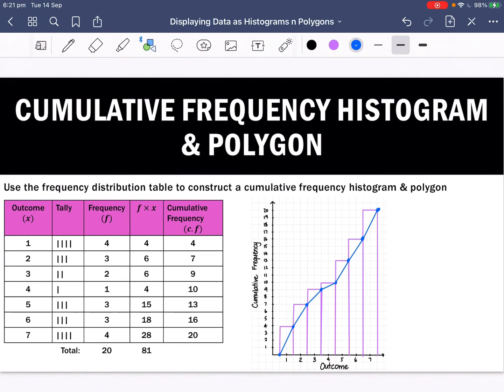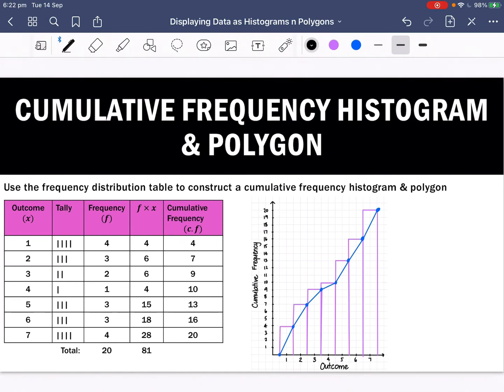So for our cumulative frequency histogram and polygon, we're graphing the cumulative frequency results in columns of increasing height, the last column representing the total frequency. The polygon is formed by joining the corners of adjoining columns as shown, and this polygon is useful for indicating the median and quartiles, and that's what we're going to quickly look at now.